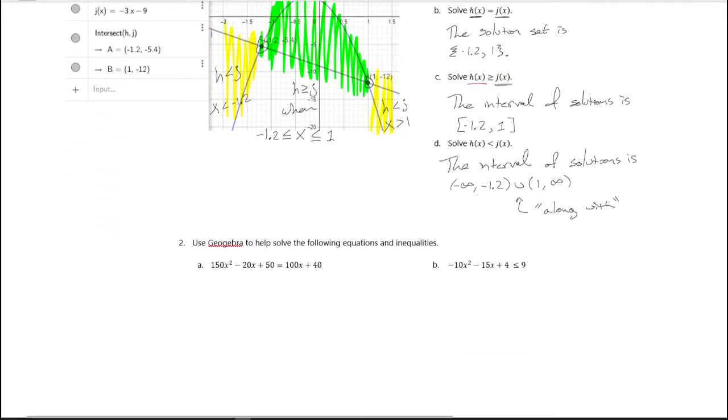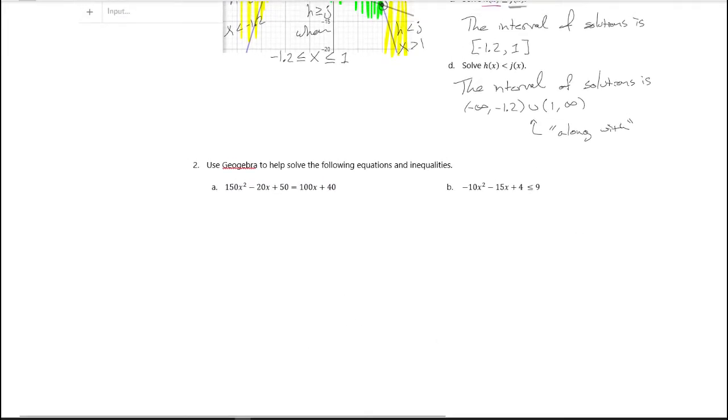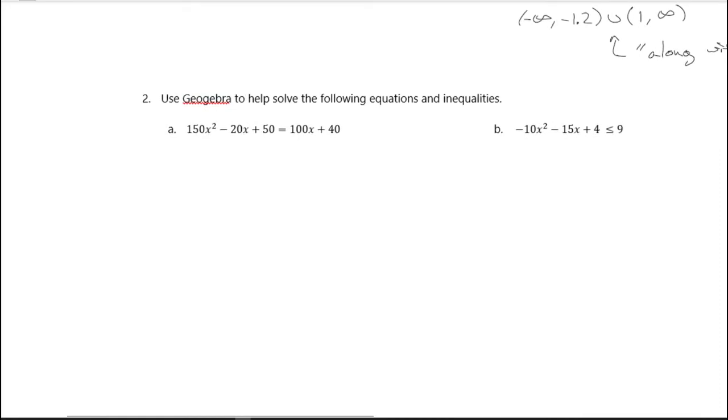All right, let's move on to number 2. Here, we're not given the function initially. We're just given an equation and an inequality and then asked to solve these, where we're going to use GeoGebra to help us. So for part A, we have the equation 150x squared minus 20x plus 50 equals 100x plus 40. So we're going to let f of x equal the left side, 150x squared minus 20x plus 50, and g of x we're going to have equal the right side of the equation, 100x plus 40.